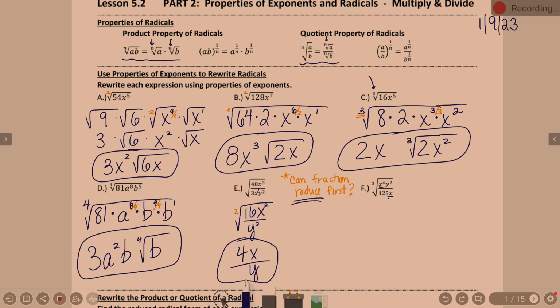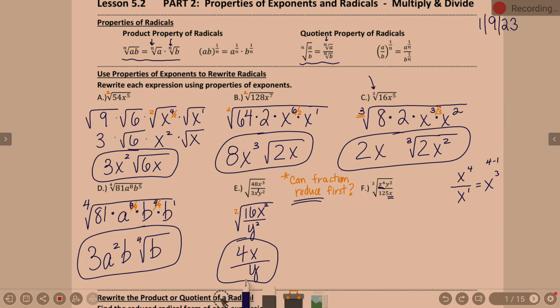What is x to the fourth divided by x? X third. It's 4 minus 1, which is going to be x to the third. You're not looking at the exponent. I'm not doing roots yet. I'm not trying to do cube roots yet.